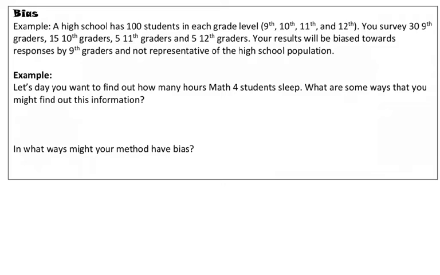Alright, let's talk about bias. So here's an example. A high school has 100 students in each grade level, 9th, 10th, 11th, and 12th. You survey 30 9th graders, 15 10th graders, 5 11th graders, and 5 12th graders. Your results will be biased toward responses to the 9th graders and not representative of the whole school population because you picked the most 9th graders and that doesn't represent everybody in the school.